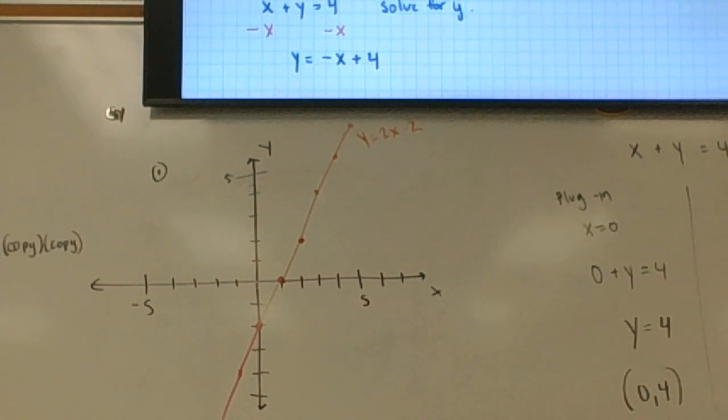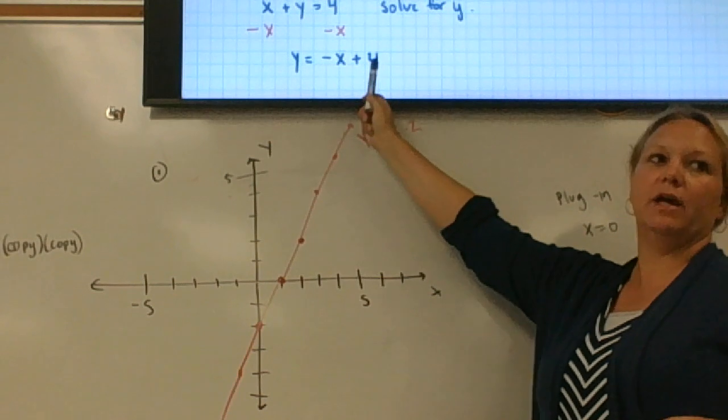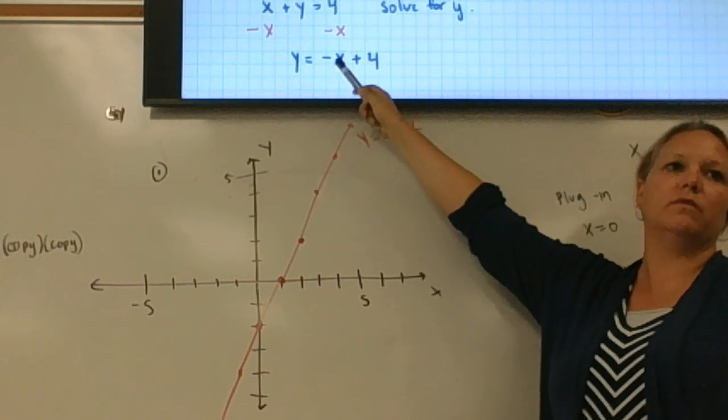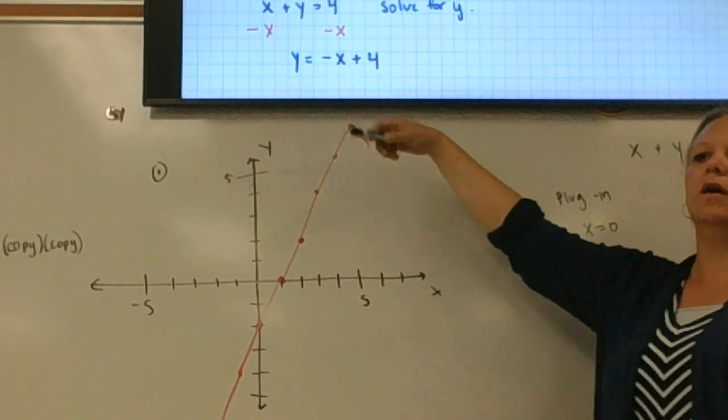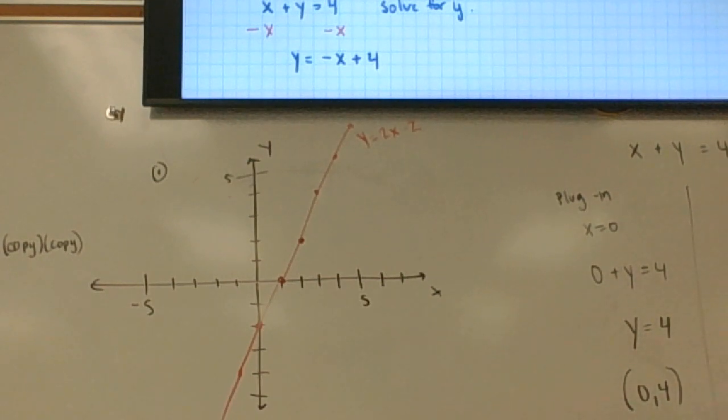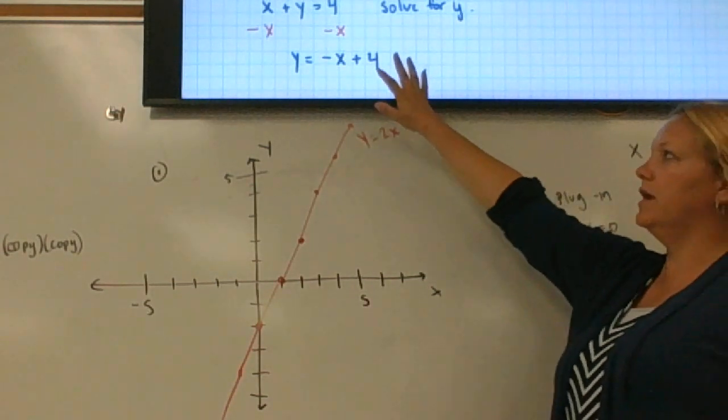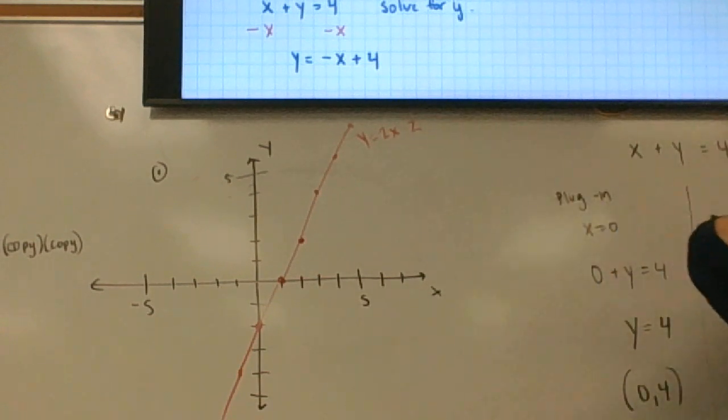Okay? Now, who wants to graph like this, where you begin at 4 and you go down 1 over 1? Who wants to graph that way? Okay, who wants to do the intercepts and plot 0, 4 and 4, 0? Couple of you. Alright, I'm going to do both. I'm going to do this one in yellow.